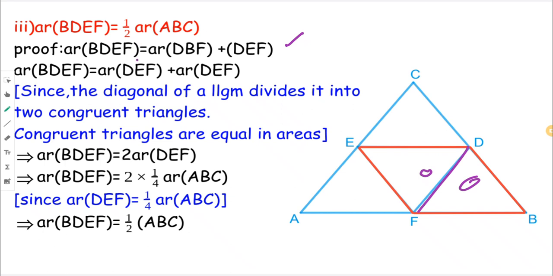So I'm making use of DEF and DBF. Okay, in place of DBF I'm writing DEF because they're equal, right? Now DEF plus DEF, I'm going to get 2 times area of DEF, right? But we have already proved in the previous proof that area of DEF equals 1 by 4 times the area of ABC. So in place of DEF I'm writing 1 by 4 times the area of ABC, and 2 1s are 2, 2 4s are 8, which means I'm going to have area of BDEF equals 1 by 2 times the area of ABC.